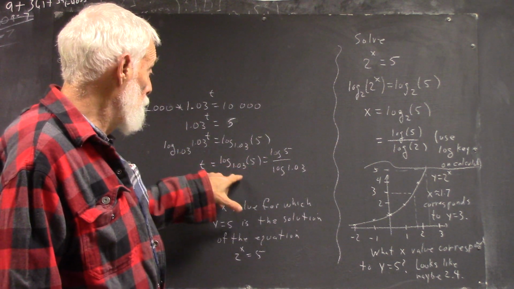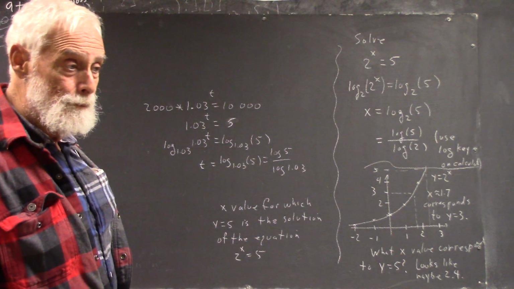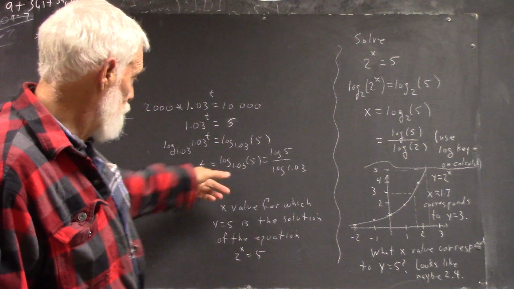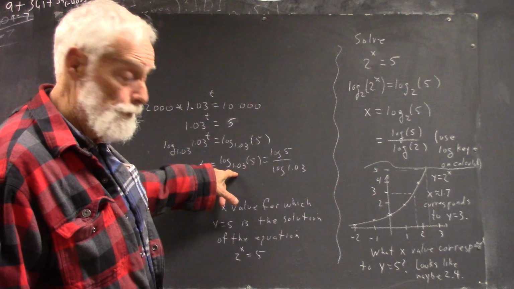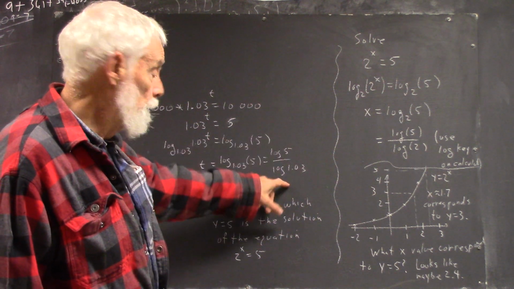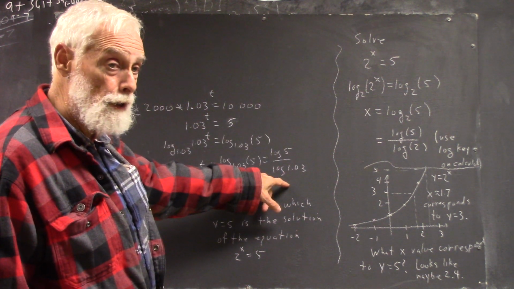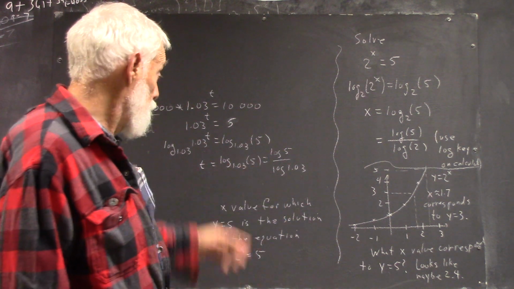Well, how do you do log base 1.03 of 5? You go to your calculator, because you don't have a good graph of 1.03 to the t. You do log 5 over log of 1.03, and you find out how many years it's going to take. That's all.